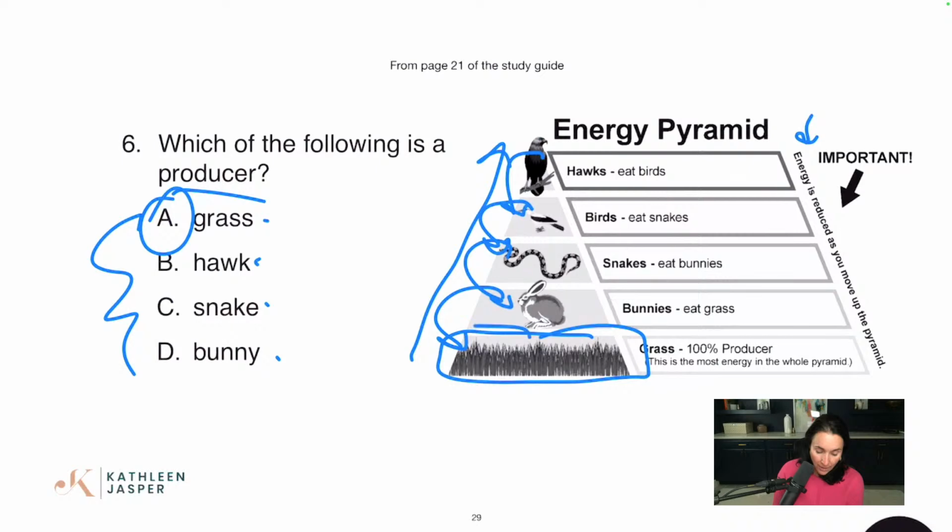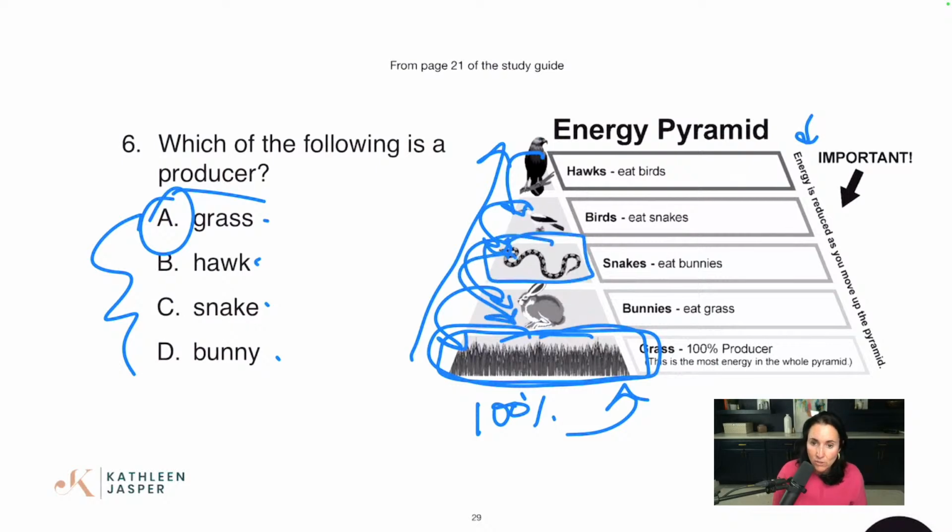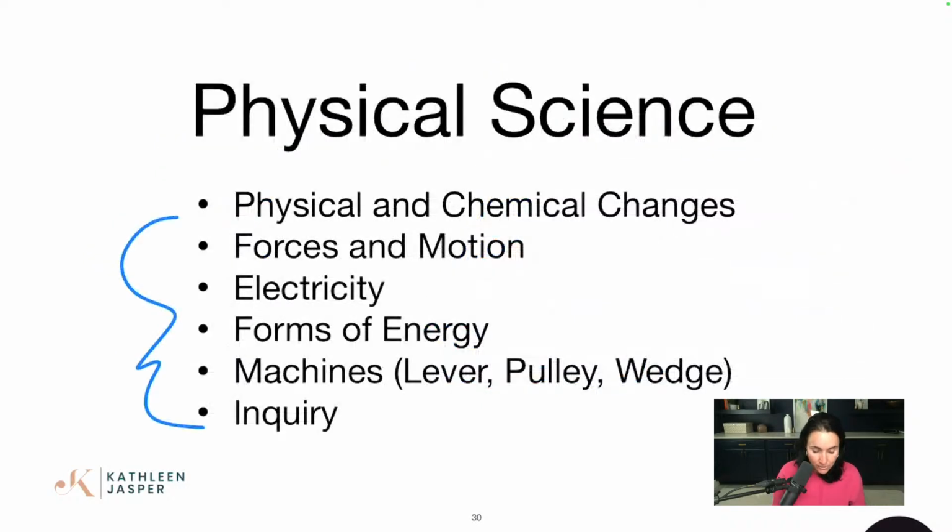So look, all the energy is stored here. This is 100% energy here. The bunny eats it and gets some of the energy, gets some of the ATP, and it's like they're hopping, right? And they use up some of that energy. And then the snake eats the bunny and gets some of that energy, but some of it's lost. So as you move up the pyramid, some energy is lost. All right, let's talk about physical science.